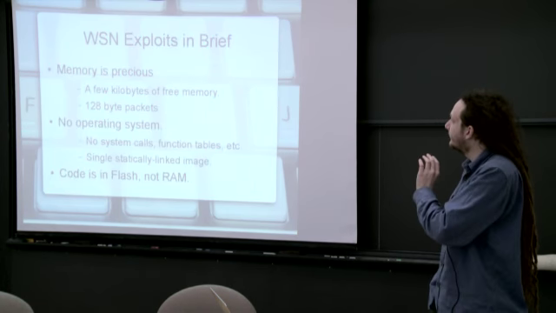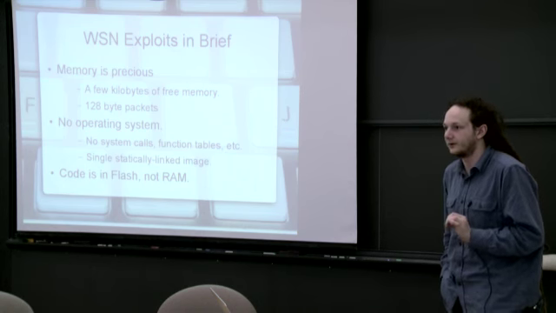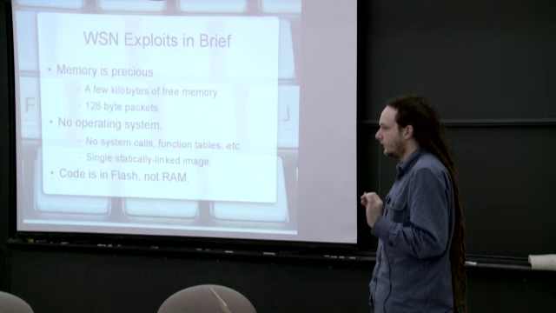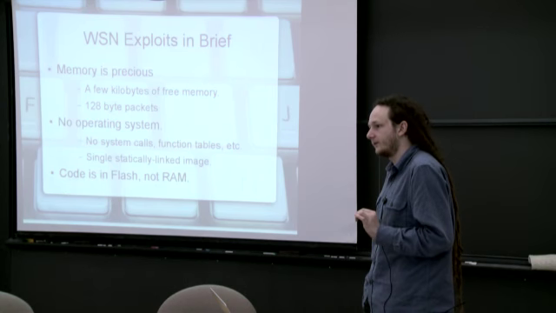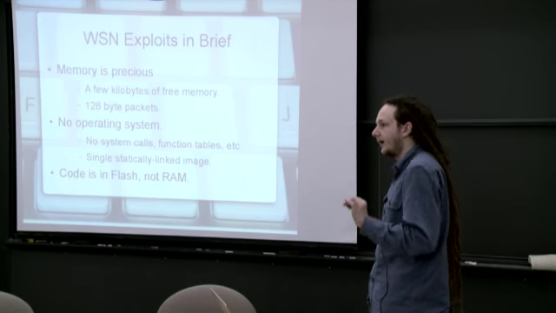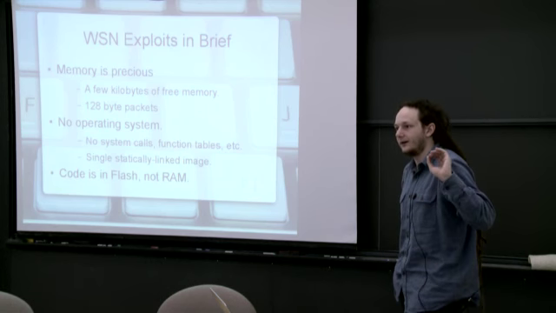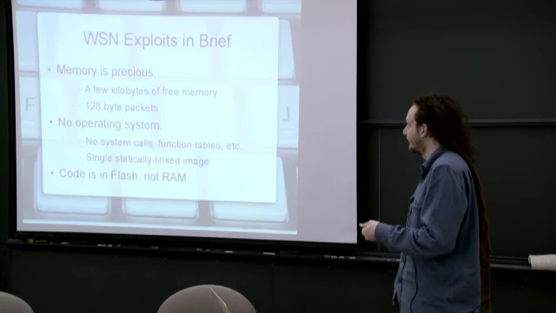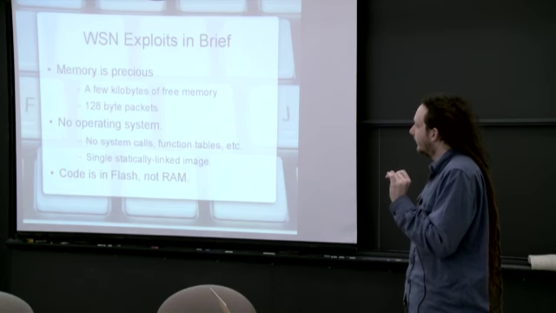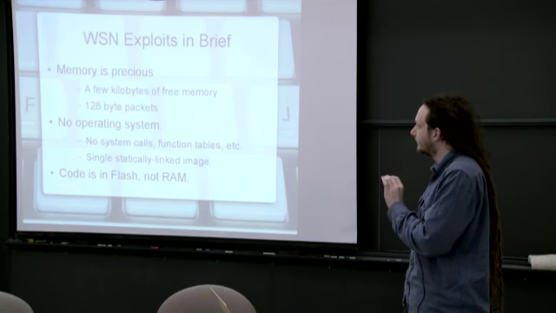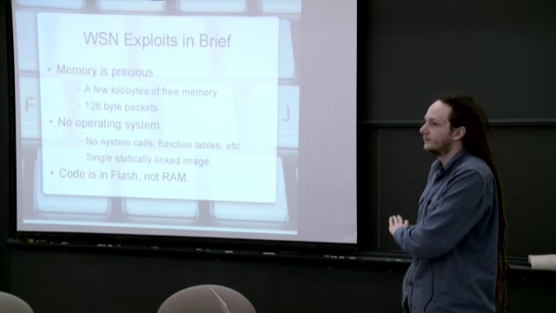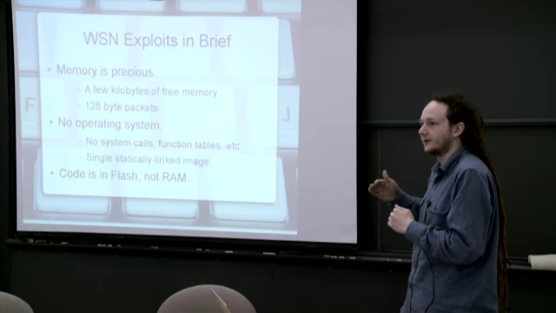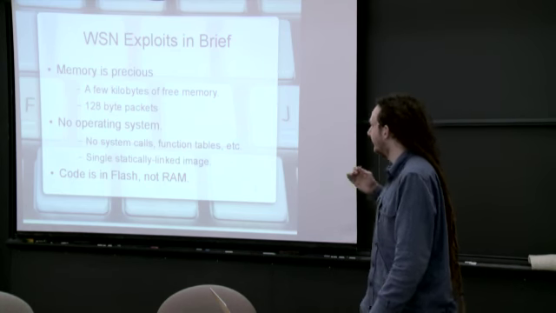Now, on this device, memory is very precious. Your maximum packet length is 128 bytes. You only have a few kilobytes of free RAM. And in flash ROM, a lot of the flash ROM will be taken up by the existing programming. So if you're trying to infect a meter without damaging it, you need to fit in whatever slack space exists. And there's precious little of that.